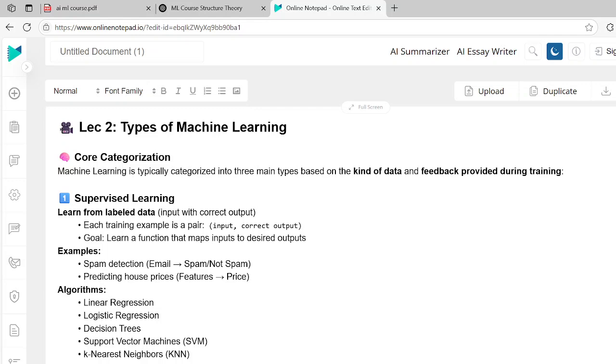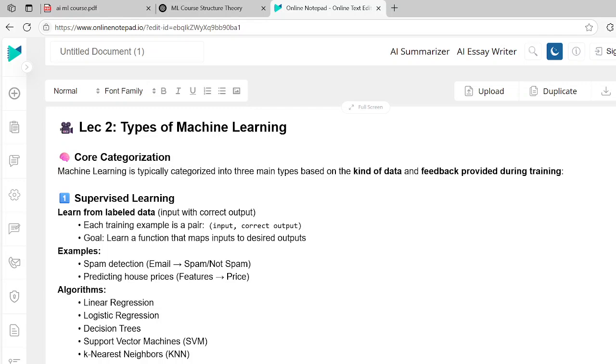Core categorization. Machine learning is typically categorized into three main types based on the kind of data and feedback provided during training. First we have supervised learning. It learns from labeled data, which is input with correct output. Each training example is a pair: input and correct output. Goal: learn a function that maps inputs to the desired outputs.